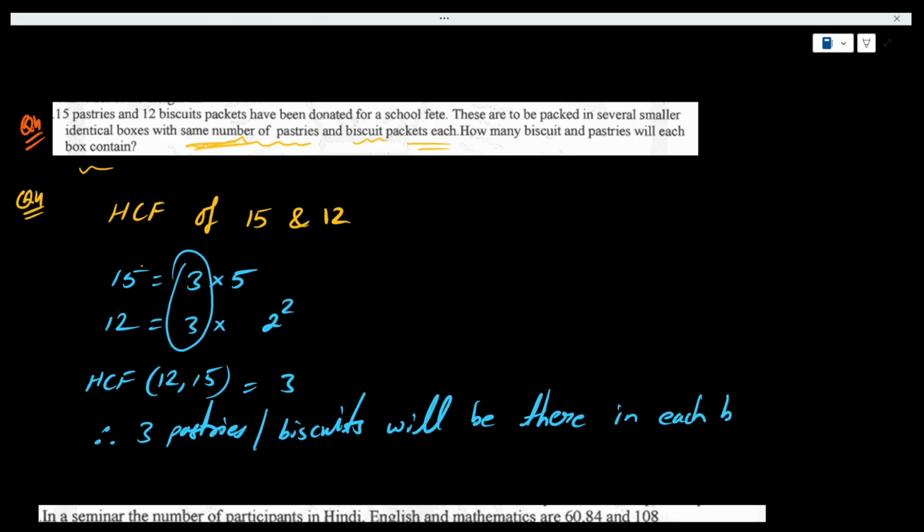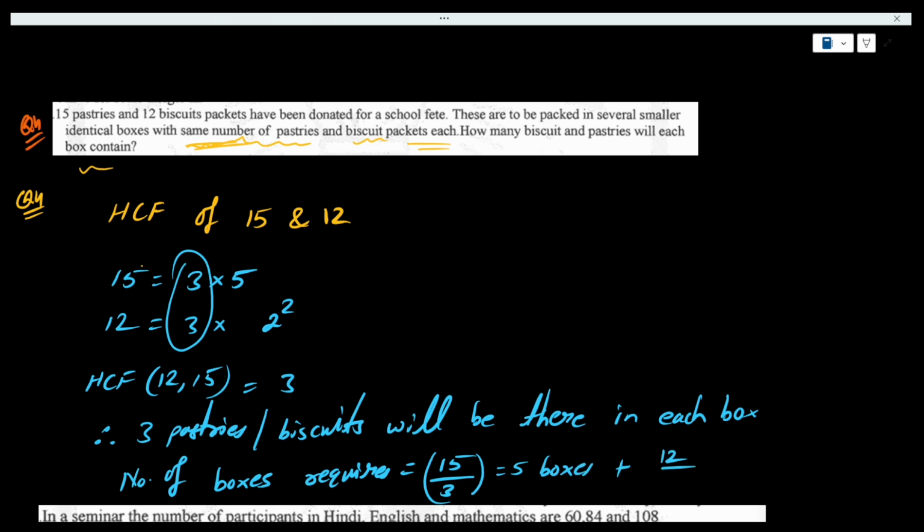Sometimes they add the question here, how many boxes are required to fit these pastries and biscuits. So how can we find out how many boxes are required? Number of boxes required: you know that 15 pastries, with 3 pastries in each box, will require 5 boxes. Plus 12 biscuits, each box having 3 biscuits, will require how many? 4 boxes. So altogether you will require 9 boxes to fit 15 pastries and 12 biscuits.